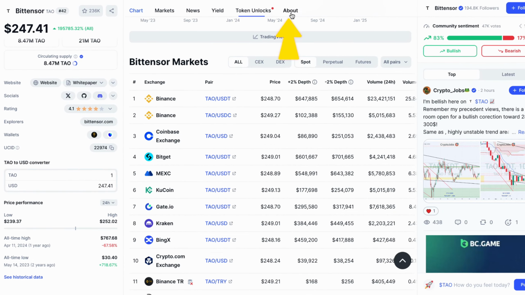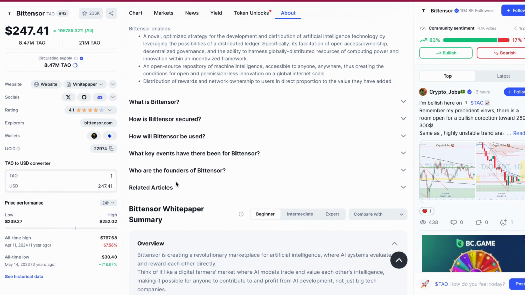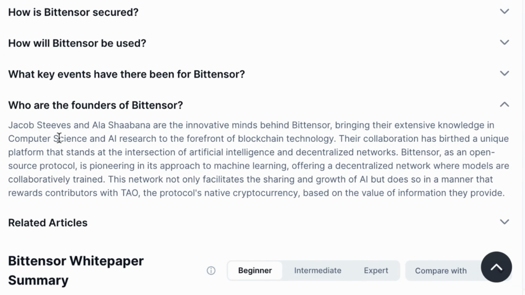If you go to the about section, you most likely find who the team members are. So who are the founders? So Jarvis, Steves, and this is an innovative mind behind BitTensor. You want to read about who these guys are, and you can also do further research by searching their name on Google, LinkedIn, or Twitter to see who these guys actually are, to see that they are very good guys before investing into these coins. So these are a few things you look out for before investing into utility coins.